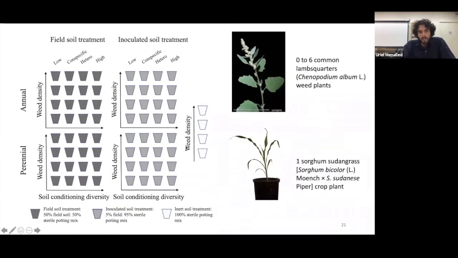So the way I tested weed crop competition was by growing a density gradient of weeds across the 4 diversity treatments. So I grew 0 to 6 common lamb's quarter weed plants and 1 sorghum Sudan grass plant in all of these pots. Okay, and so I had the 4 diversity conditioning treatments that were present in the field in annual and perennial systems. And then I had my different weed densities. And then I had this in the field and inoculated greenhouse treatments. Okay, the field treatment being soil nutrient and microbes, the inoculated soil treatment being minimizing soil nutrients and trying to maintain microbial effects. And then I had my inert control.